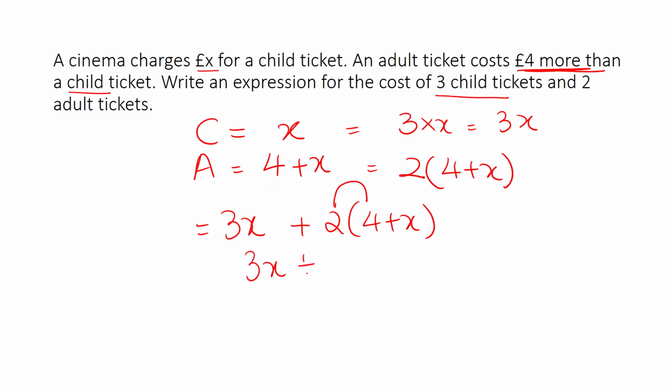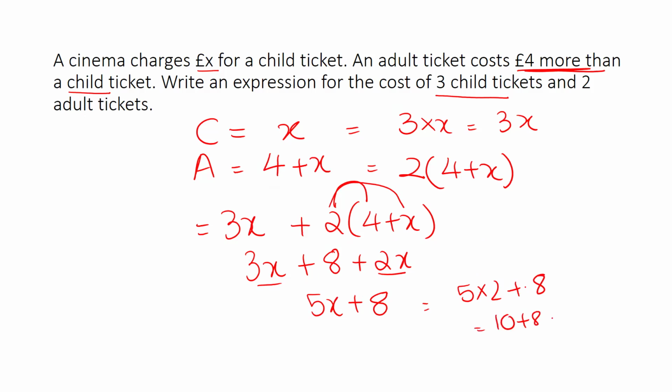So this term remains the same. Here, whatever is outside of the bracket is multiplied with what is inside. So it's 2 times 4 is 8, plus 2 times x is 2x. And if we tidy up this expression, it's going to be 5x plus 8. And so if there were 2 children, then it's going to be 5 times 2 plus 8, which is 10 plus 8, which is 18 pounds. That would be the total cost.